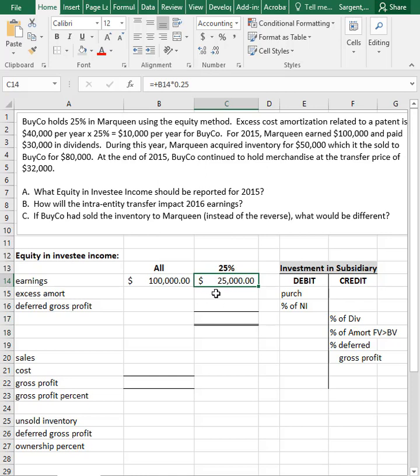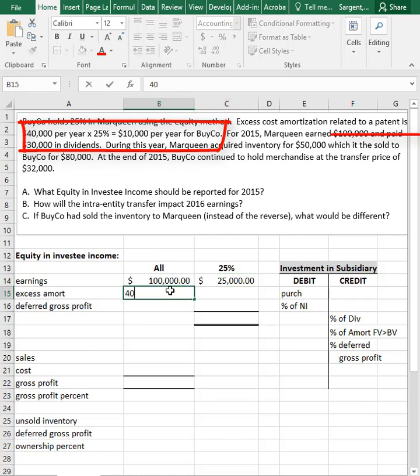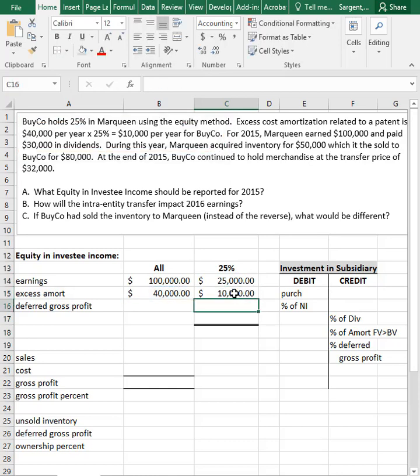But then that would be reduced by the excess amortization of the fair value over book value for any assets they have. And they tell you that there was a patent, and they tell you that the amortization of the full thing is $40,000, and they've done the math for you and said that only a fourth of that belongs to BuyCo. So that's what would have gone in this slot here. But it reduces the earnings, so it's $25,000 less the 10.